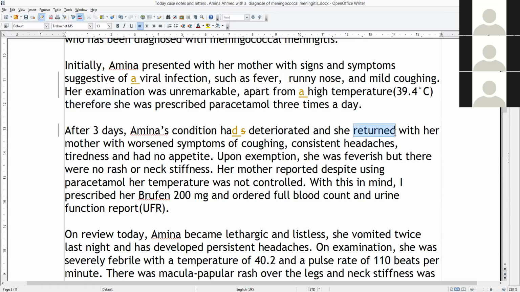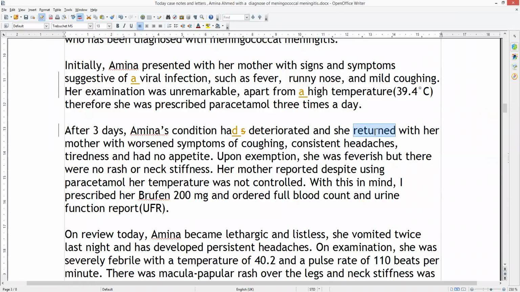Because we've got simple past, she returned, and farther back in time, had deteriorated. Past perfect. Okay? And she returned with her mother with worsened symptoms. Again, it's simple past: coughing, consistent headaches, tiredness, and no appetite. We don't need to include had. The symptoms were a cough and no appetite.